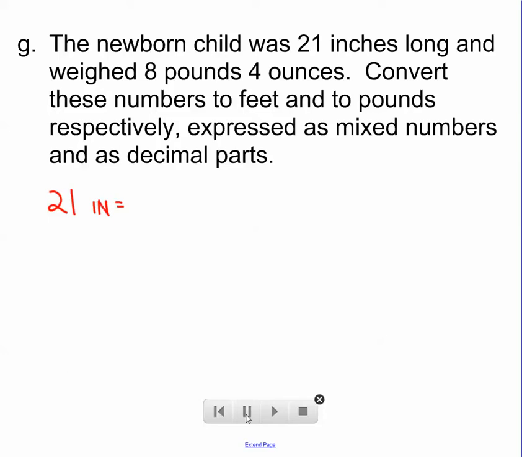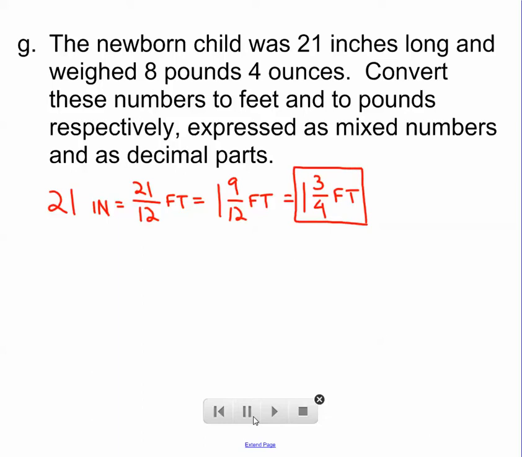21 inches is equal to 21 twelfths of a foot. Okay, and the reason is because every foot has 12 inches in it. So 21 inches is equal to 21 twelfths of a foot. We could turn this into a mixed number because 12 goes into 21 one time with 9 left over. We can simplify that because 9 and 12 are both divisible by 3. And there it is expressed as a mixed number, 1 3/4 feet. That's 21 inches expressed in feet as a mixed number, 1 3/4 feet.